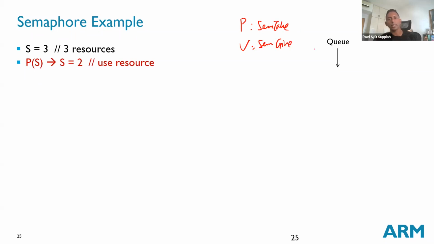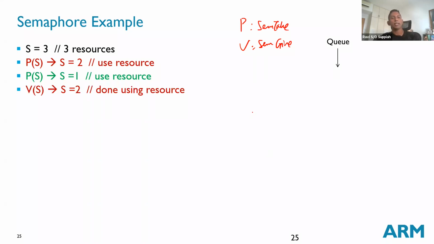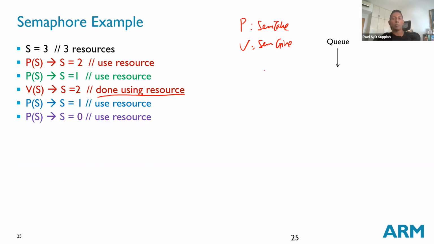Let's say a task takes 1 resource, so the remaining count goes from 3 to 2, and then another task takes a resource, so it becomes 1. Then the earlier task is done with the resource and releases it, so it goes back to 2. Whenever a task is done with the resource and there's nobody in the queue, when you release the semaphore, it increments the count. Then another task comes in and takes another resource, so it becomes 1. Then one more task takes and it becomes 0. At this point I no longer have any semaphores available. That means all the resources have been fully used up.